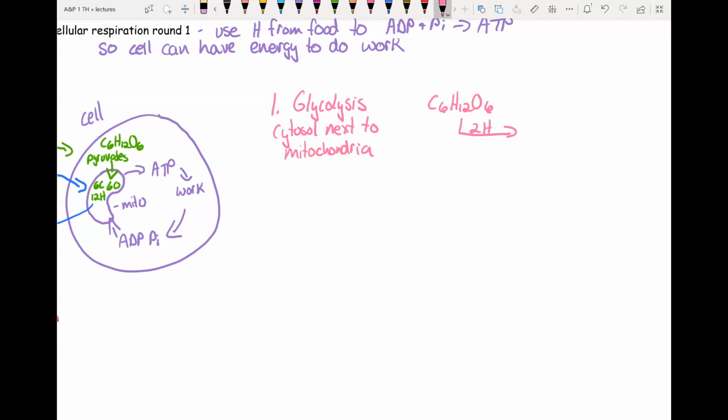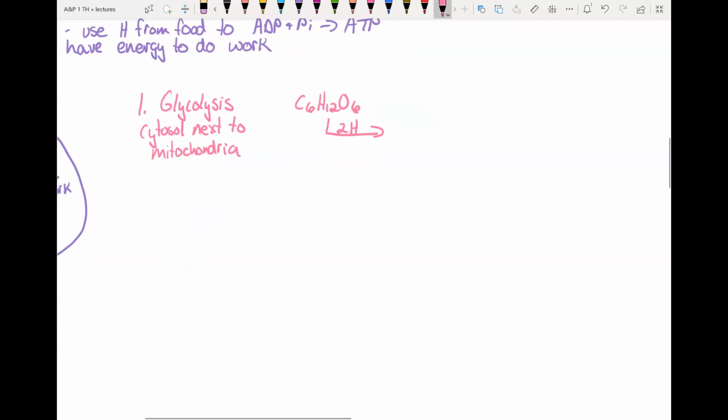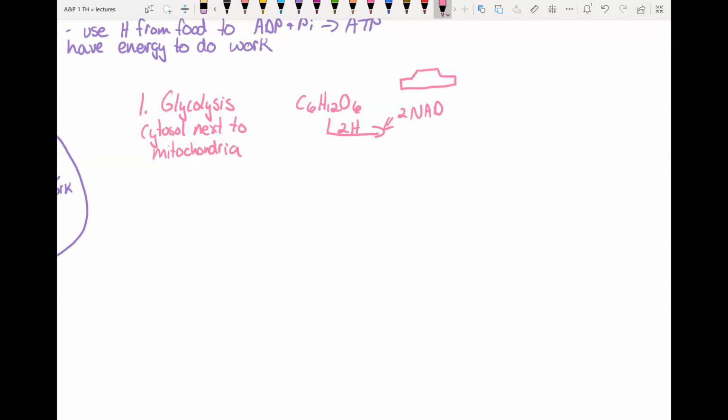And when you pull out hydrogens, they can't just be on their own. They have to be put on a carrier. So we have a carrier molecule called NAD. Just think of it like a taxi cab. So we've got a little taxi cab here. That's NAD. NAD is a taxi cab. It's a carrier molecule. It comes along to pick up those 2 hydrogens we just pulled out. So then we get to NADH. That just means now there's a little hydrogen riding around in that taxi cab.